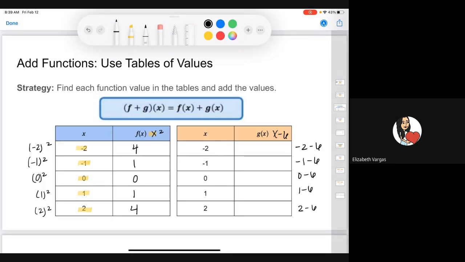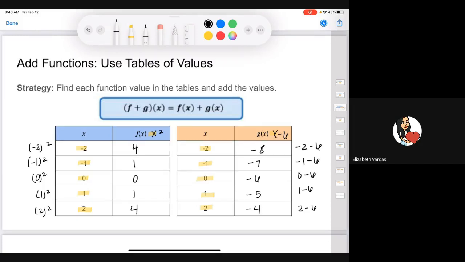And so you'll solve: -2 minus 6 is -8, -1 minus 6 is -7, 0 minus 6 is -6, 1 minus 6 is -5, 2 minus 6 is -4. And so basically what we're doing here is substituting each of these x's into the x here and then solving for those.